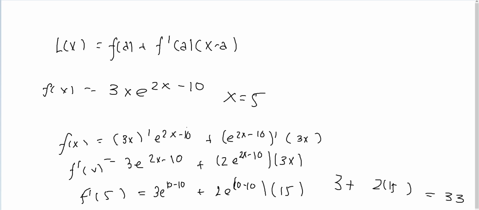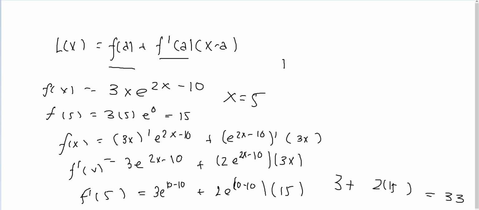Now when we're dealing with f of 5, we can just plug this in, and it is going to be 3 times 5 times e to the 0th, and that's going to equal 15. And now we can see our formula is f of a, which would be f of 5 in our case, plus f prime of a, which is f prime of 5 in our case, times x minus 5. So the linear approximation formula is going to look something like this.